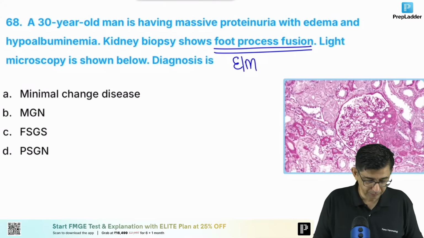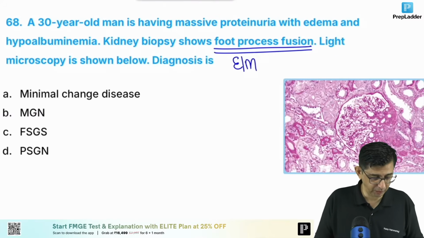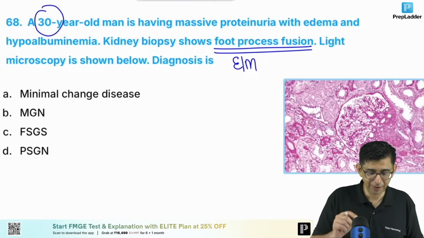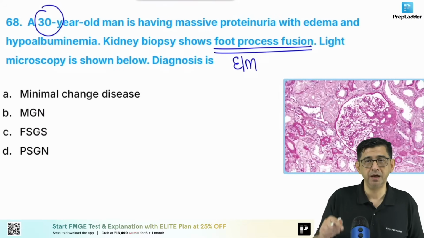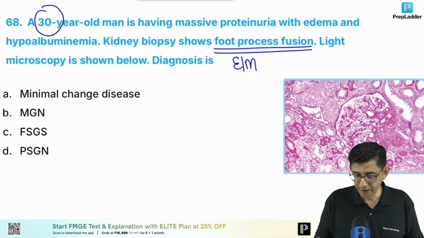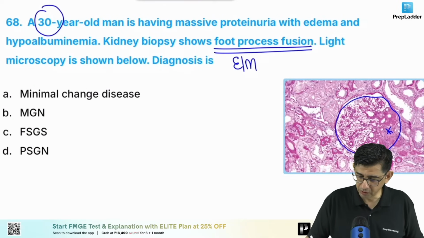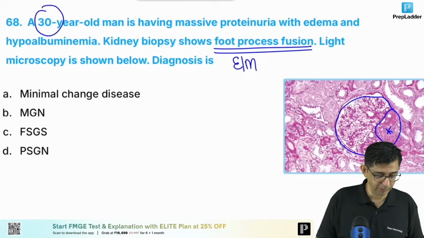Okay. Yeah, foot process fusion can be seen in both minimal change disease as well as in focal segmental glomerulosclerosis. The basic point is, if it's a 30-year-old man, not a child, and there's foot process fusion, and if you look at the light microscopy image, you can see some focal area involved. If this is the whole glomerulus, then the whole glomerulus is not involved, only some area of it. So therefore we will say that the patient is having focal segmental glomerulosclerosis.